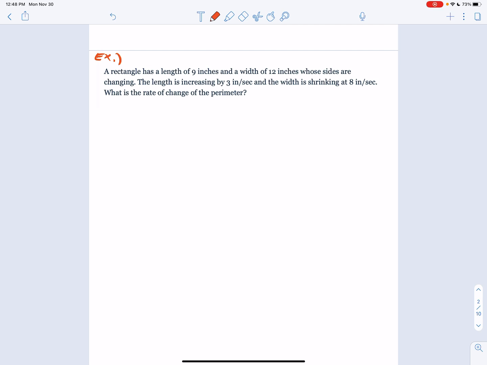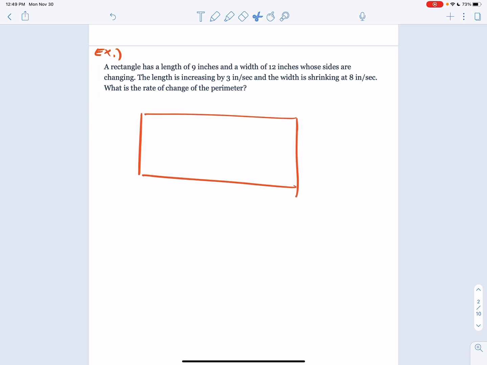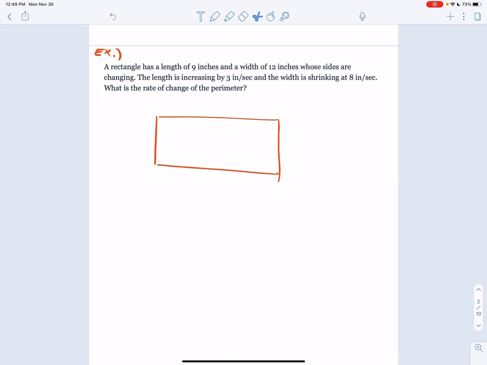So here we have this rectangle that has a length of 9 inches and a width of 12 inches, whose sides are changing. So let me give you the scenario here. So you have, and this is definitely not to scale, okay? You have this rectangle and it's changing in size. So if you read a little bit more, it says that the length is increasing by 3 inches per second and the width is shrinking. So it's kind of hard for me to do, but just understand that this rectangle is changing in size, okay?